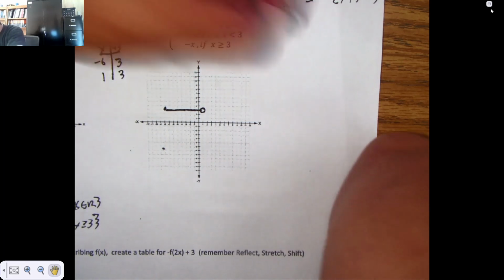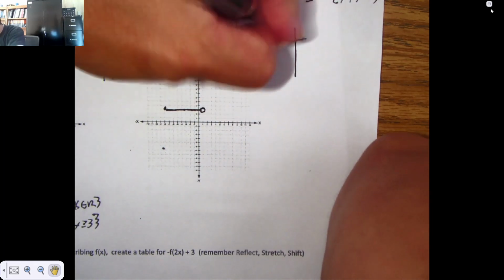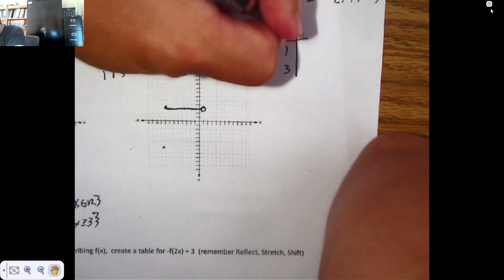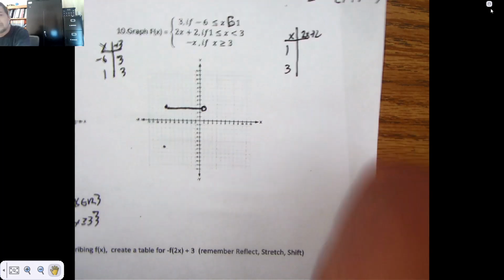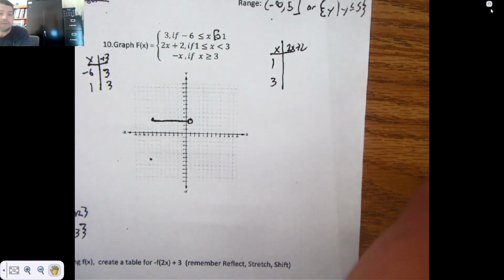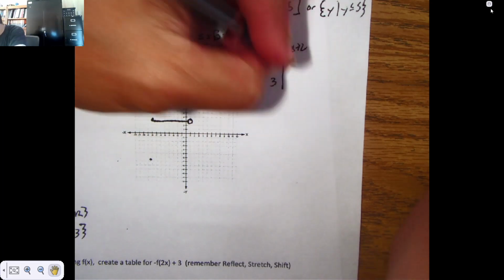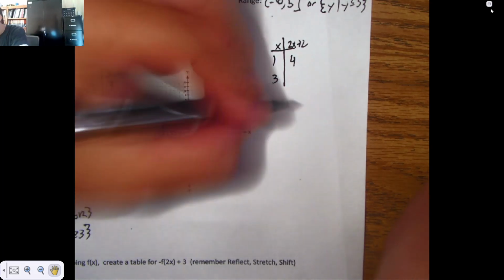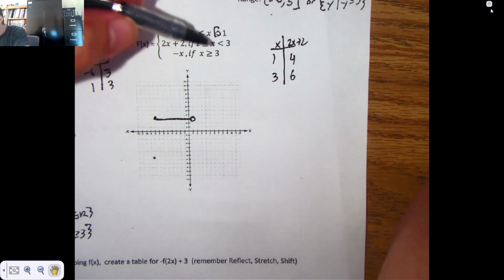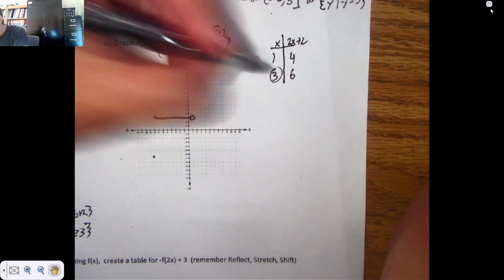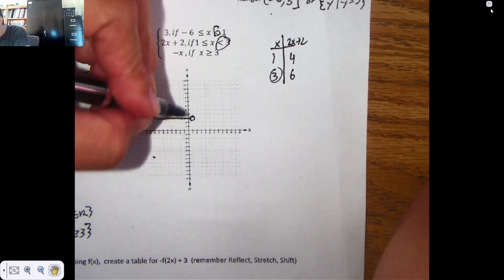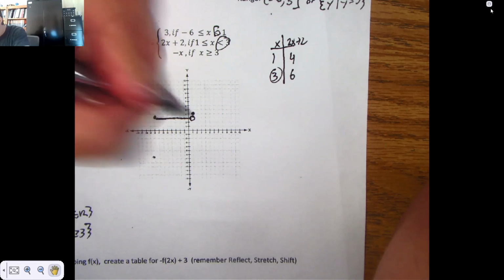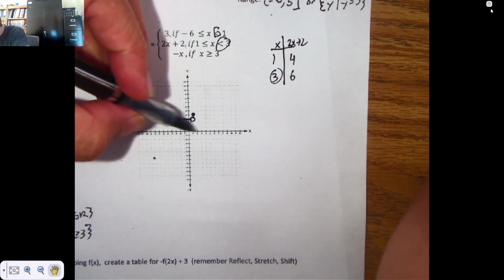I've got this guy right here. Input of x, output of 2x plus 2. If I throw a 1 at 2x plus 2, I get back a 4. If I throw a 3, I get back a 6. This one does not have equality, so it'll be an open hole. But 1, 4 is on the grid, as is 3, 6.